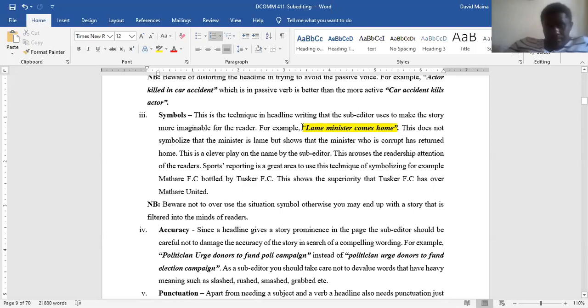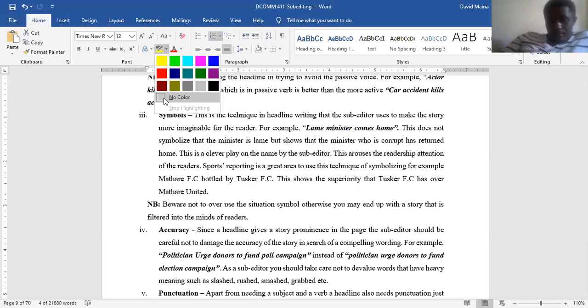We can even say the dumb minister comes home. It doesn't mean that he cannot speak. That minister does talk, but when it comes to his ministry and his work, that person does not talk. He keeps quiet. So that is what it means. Symbols. We call them symbolism. Those we used when we were doing literature. Or rather, you used them. Did you use those?